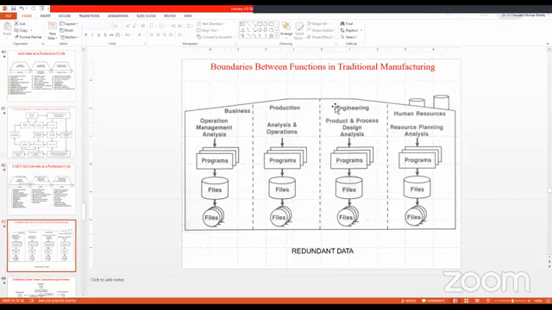Boundaries between functions in traditional manufacturing: in the business and production, there are clear-cut boundaries between engineering and human resources, everywhere. But there is a lot of redundant data also. The data that is available in the business cannot match with what is available in production. Sometimes it will not match with the information that is available in human resources. So you are not referring to a single source in all these things. Everybody will maintain their files separately in the traditional systems. They will collect, they will maintain.